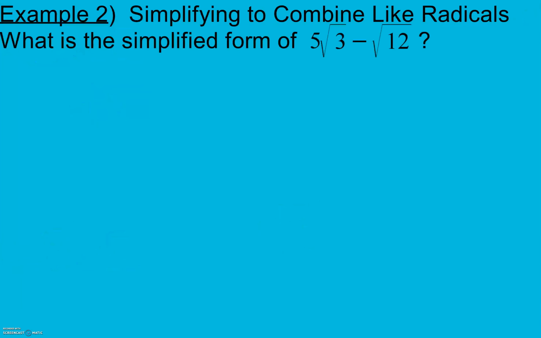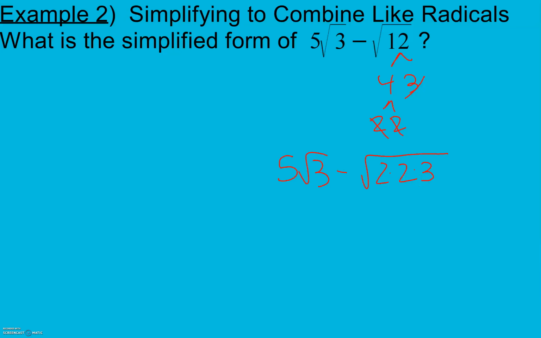In example 2, we're simplifying to combine like radicals. So at first glance, this looks like it cannot be combined. But keep in mind that our radicals always have to be completely simplified. So here, I have 4 times 3, and 4 is 2 times 2. So I actually have 5 square roots of 3 minus, inside my square root, 2 twos, 1 three. 2 times 2 times 3.